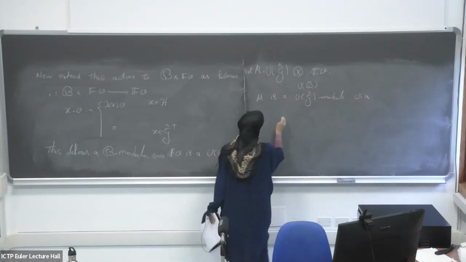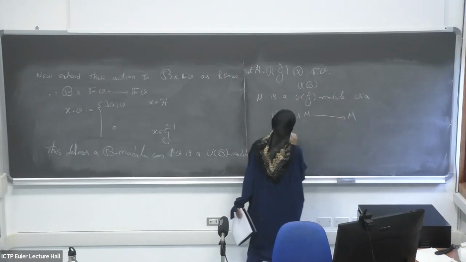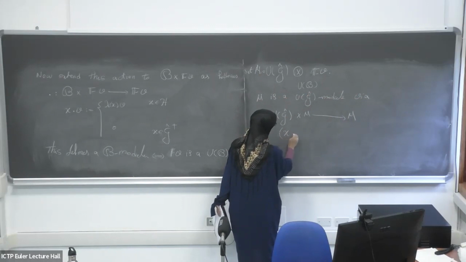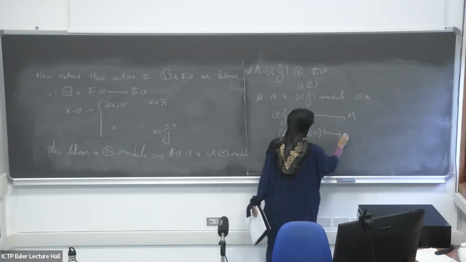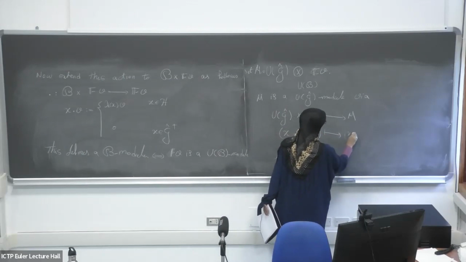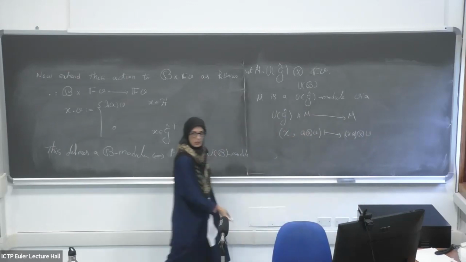The module action is in this way: UG hat times M maps to M. That's X, A tensor V maps to XA tensor V. Right? Completely natural.